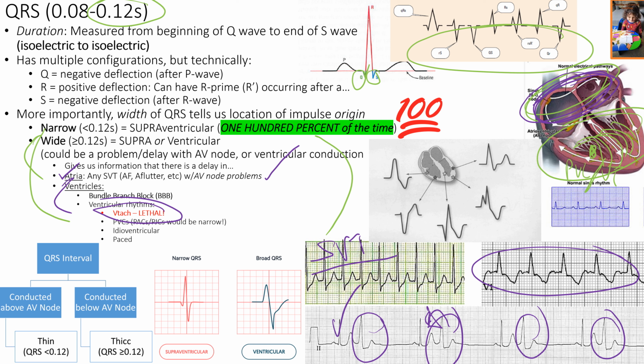Okay? But if that was fast, right, how fast is that? This guy lines up with a nice line right there, right? 300, 150, 100, it's like 125, 130. So that is a wide complex tachycardia.